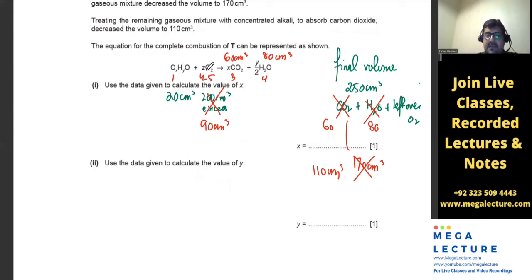So what is the value of z? That's 4.5. What is the value of x? That's 3. What's the value of y? That's y by 2 is 4. So y is basically 8.